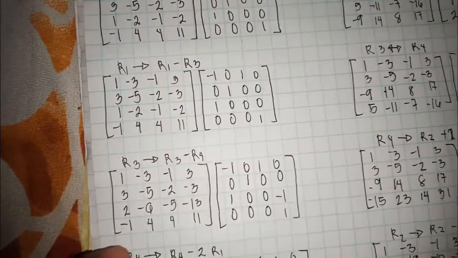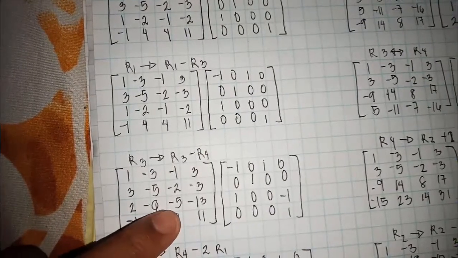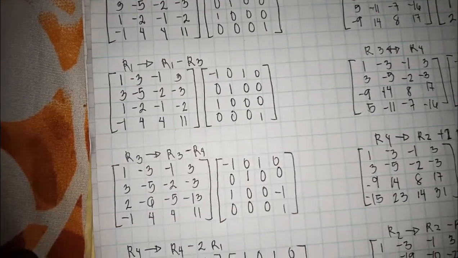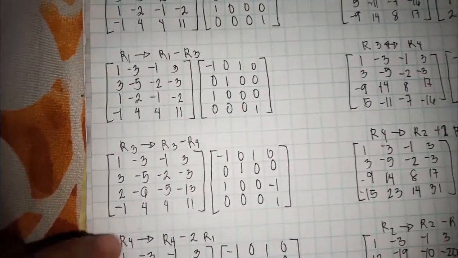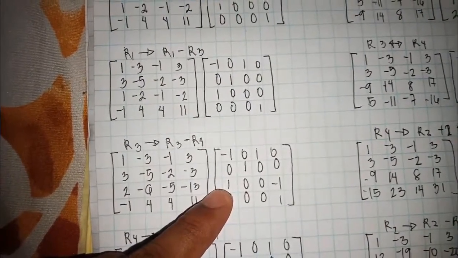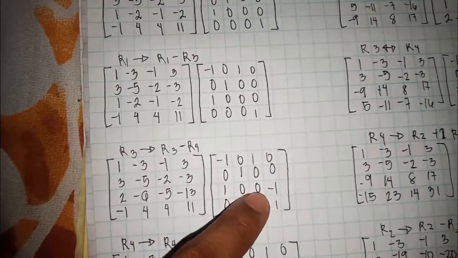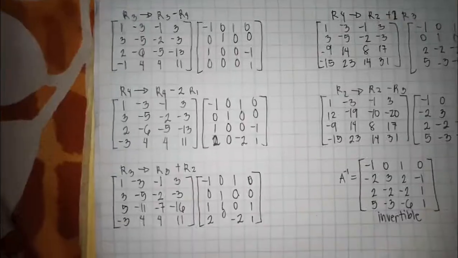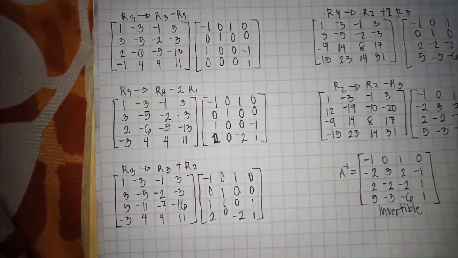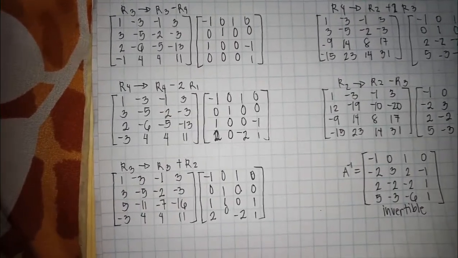So we have 2, negative 6, negative 5, and negative 13. And on the other side, in row 3, positive 3, positive 1, 0, 0, and negative 1. And then, to get the R4, we have R4 minus 2 times R1.